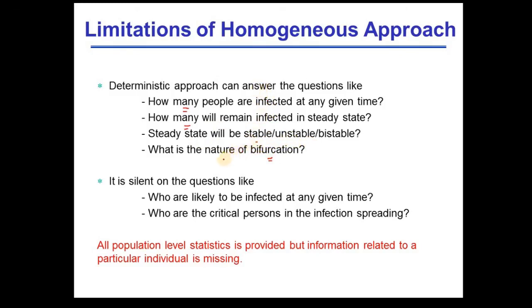But this particular approach is completely silent on questions like who, that is, the individuality, right? Who is likely to be infected? Individual nodes, which particular person is likely to be infected? Which person is critical for infection spreading? So these questions we cannot answer.